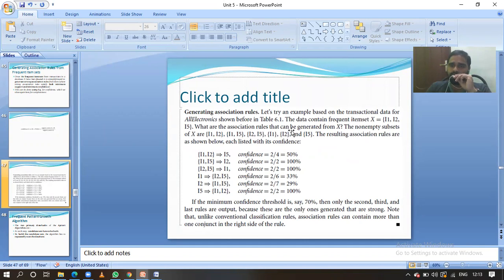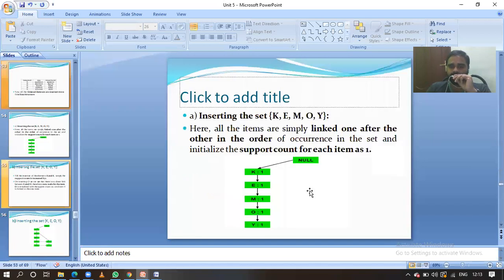Strong association rules are nothing but the rules that obey the minimum confidence as well as the minimum support. Those rules we call strong association rules. Here this is one strong association rule, this is one strong association rule, this is one strong association rule. Why? Because it is above 70%. Likewise guys, you have to try for this one.